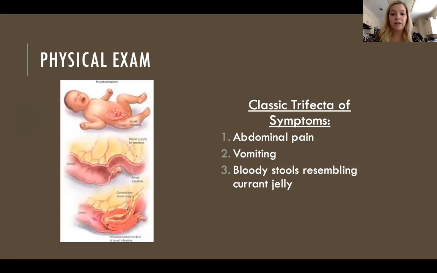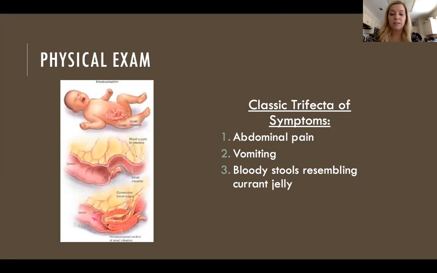For a physical exam, the classic trifecta of symptoms that would lead to additional testing for intussusception is abdominal pain, vomiting, and bloody stools resembling currant jelly. The child may exhibit symptoms such as screaming, drawing up the knees, vomiting, and diarrhea. They also may have decreased appetite leading up to the cramping pain, be irritable, and appear to have a mass in their right upper quadrant. Bloody bowel movements and mucus may appear within the first 12 hours. Between bouts of crying and discomfort, children may appear febrile and lethargic.